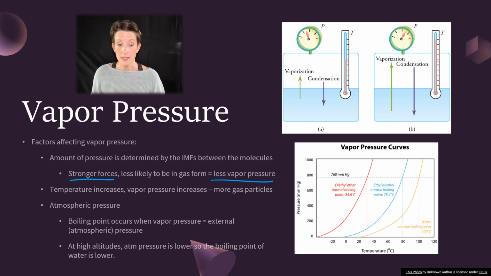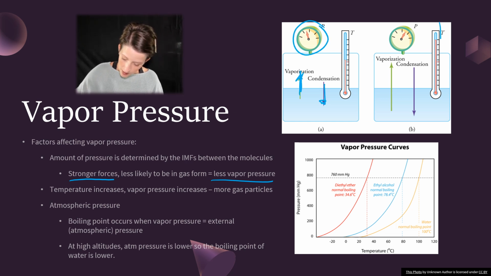Temperature can affect vapor pressure. As your temperature increases, if we look at this first image, you can see the rate of vaporization to condensation is low and we have our pressure. But if we heat up this system, you're going to have a lot more vapor forming, and you can see the pressure goes up.